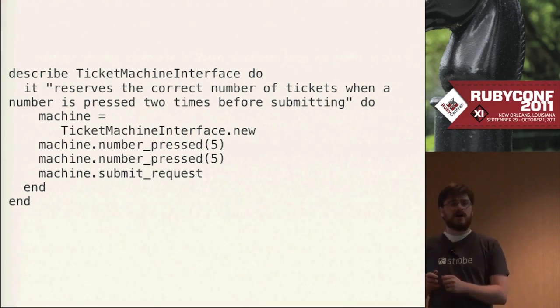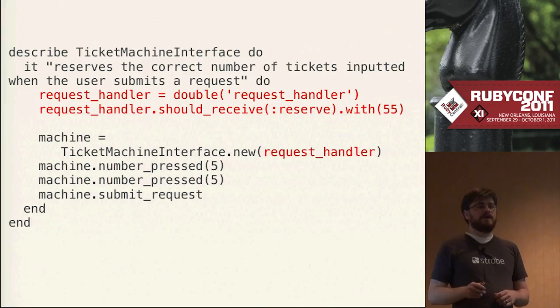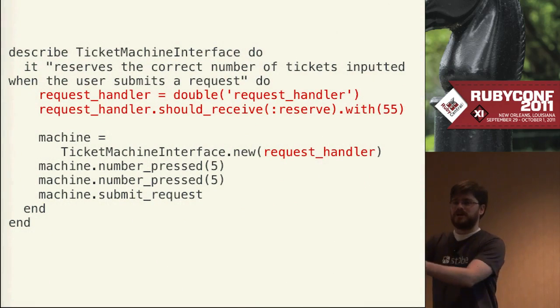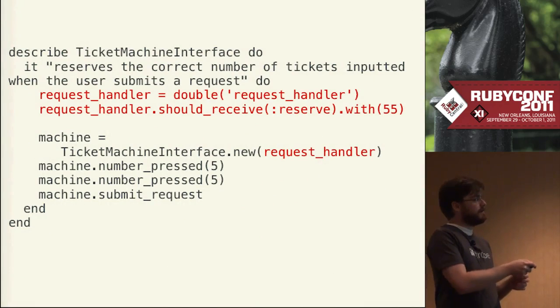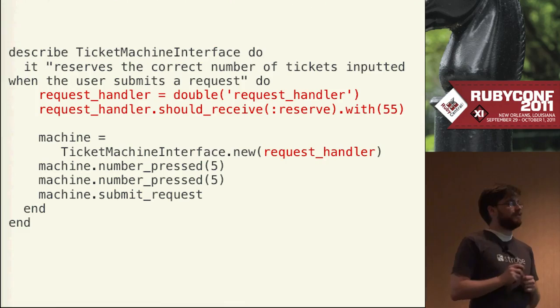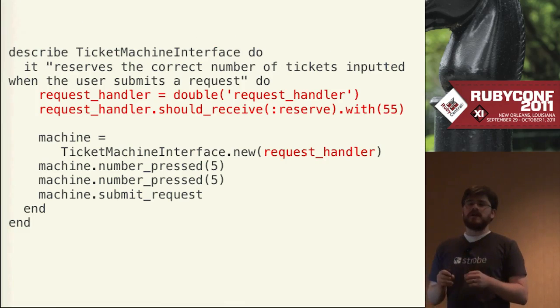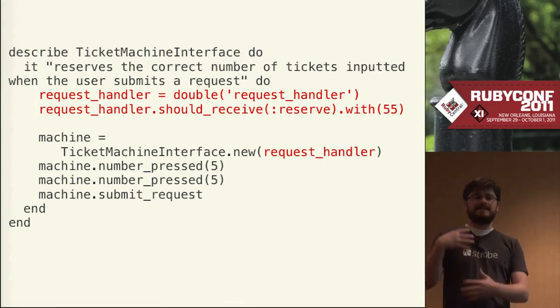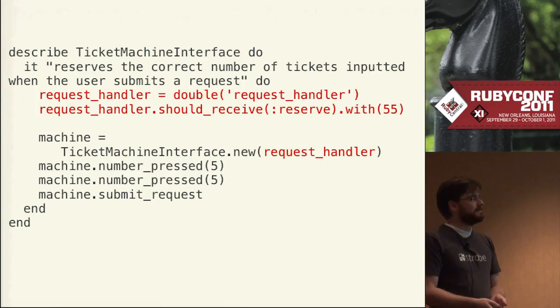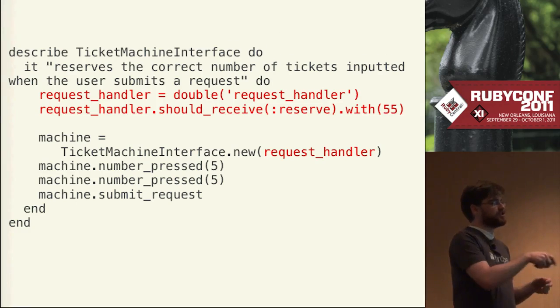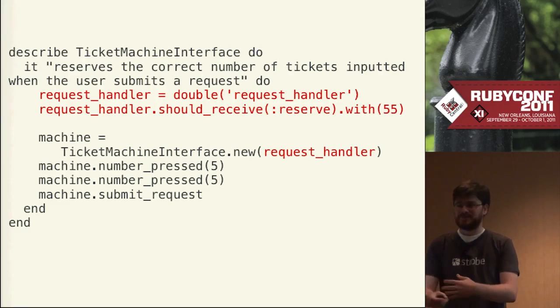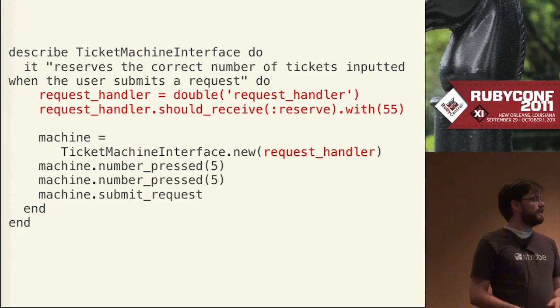And so I create a mock object. Not an actual object that is going to be implemented, but a role that that object is going to play. Particularly here, it's the request handler. And I'm going to say, okay, what behavior should I tell this object to do? I should tell it that it needs to reserve 55 tickets because I pushed 5 twice. And then I told it to submit the request.